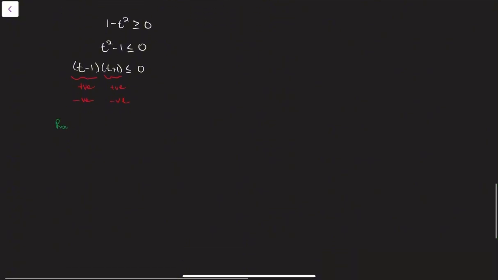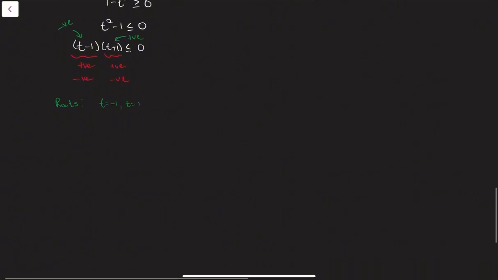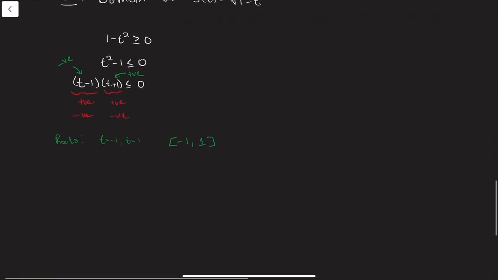We then look at our roots, and we know our roots are at t is equal to -1 and t is equal to 1. Therefore, we need to look at the values in between t is equal to -1 and t is equal to 1, because one root will be positive and one root will be negative. So let's say I had picked 0, for example. This would be a negative root, and that would be a positive root, meaning that our product would be negative. So therefore, our interval, where t is less than or equal to 0, would be between -1 and 1. And this is our domain.